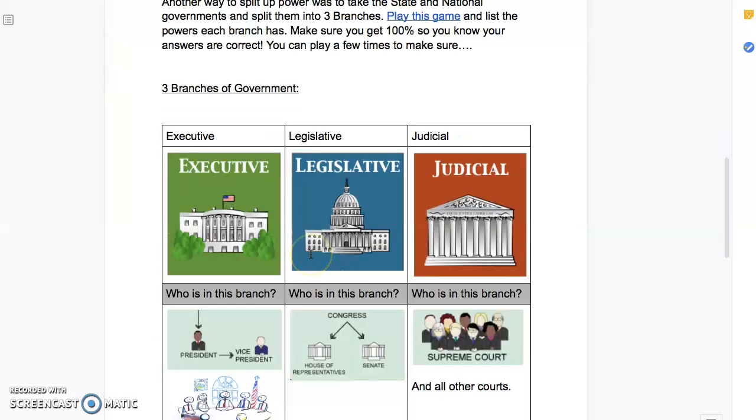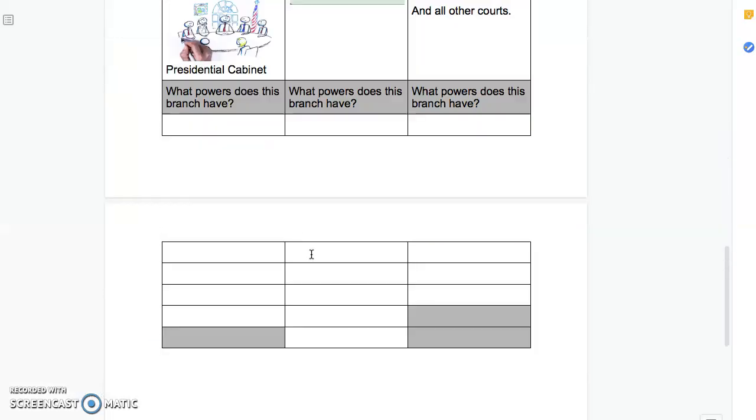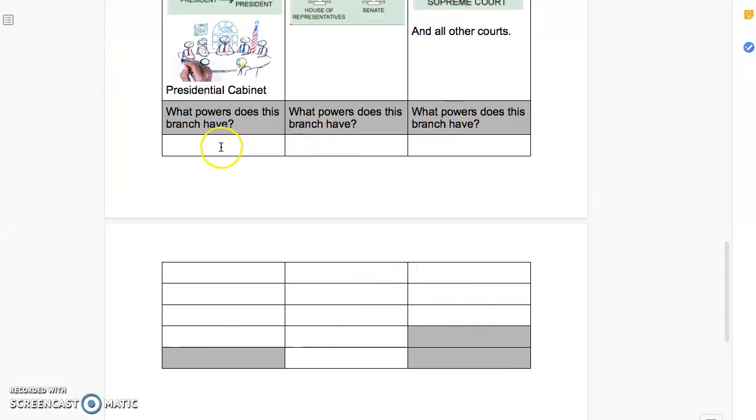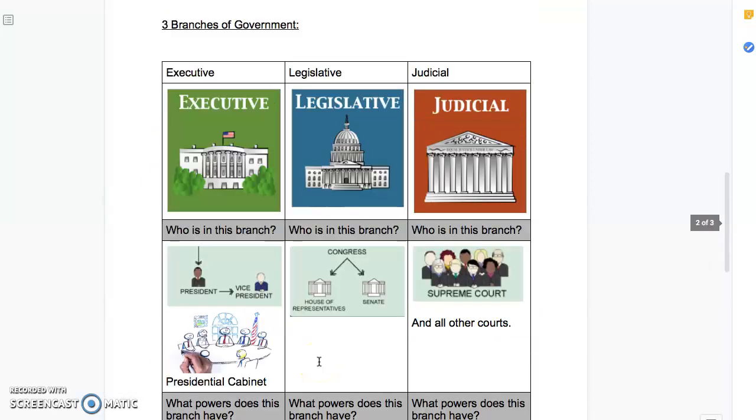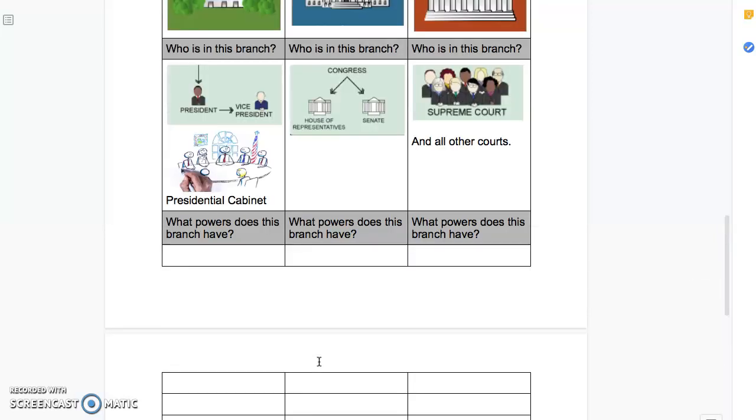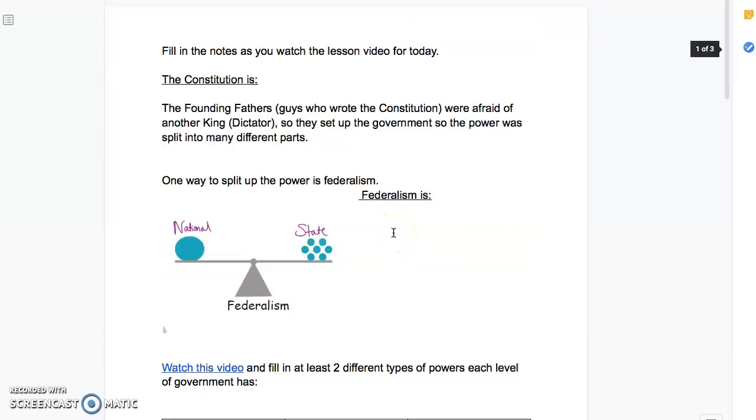So you are going to play that game and then fill in the powers that each branch has. Legislative has 6, judicial has 4, and the president has 5 major powers, I guess. And then go ahead and turn in this worksheet when you are done.